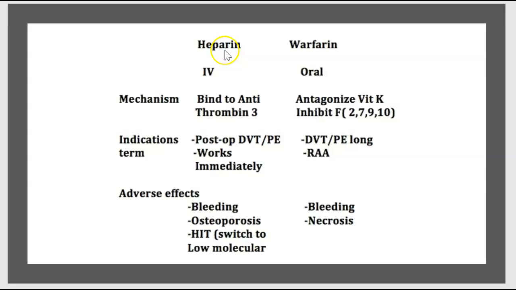Let's make a parallel between heparin and warfarin. Heparin, intravenous. Warfarin, oral. Heparin binds to antithrombin 3. Warfarin, antagonist of vitamin K. Heparin indication is DVT, pulmonary embolism, and it works immediately. Warfarin, DVT, pulmonary embolism, and rheumatism, acute rheumatism.